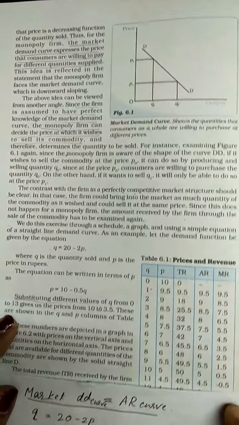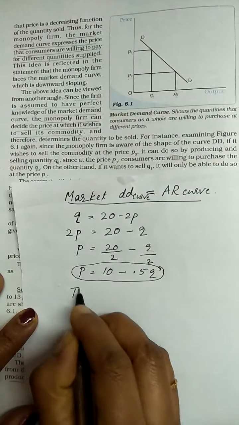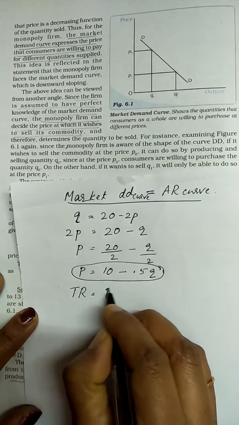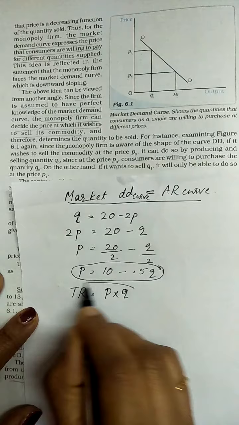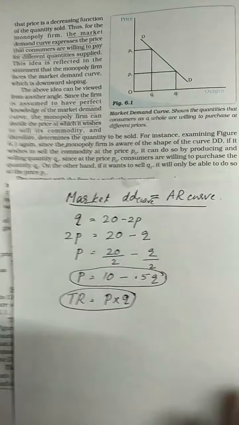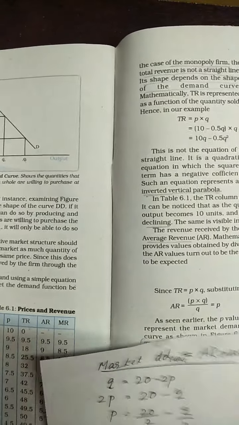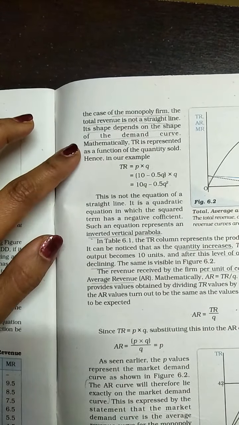So from this, we can find out the total revenue. Then what is the definition of total revenue? Total revenue is equal to price into output. Price into output is total revenue. That is another important equation. So here in monopoly, the shape of the total revenue curve is not a straight line.